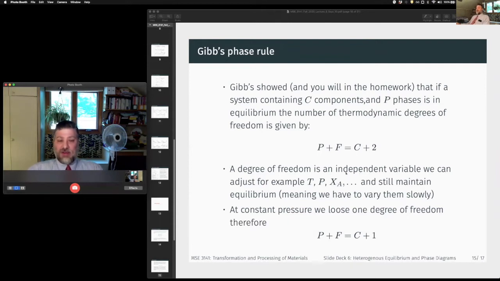Because these are mole fractions, they have to add up to 1, right? So if we adjust A, we automatically know what B is. However, if we have a ternary or quaternary system, we can adjust more than 1. In general, the number of degrees of freedom related to the composition is the number of species you have minus 1. So in a binary system, we can adjust 1 component independently. In a ternary, we can adjust 2. Okay?